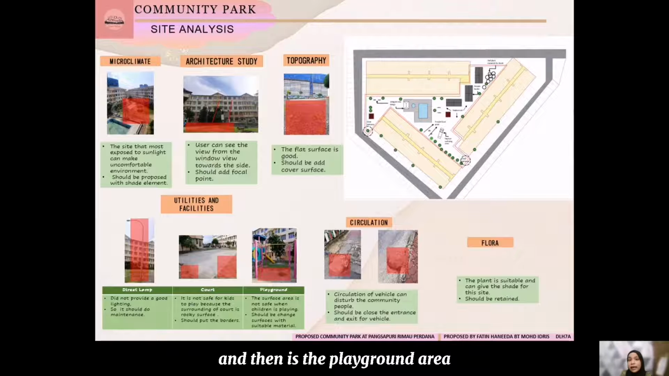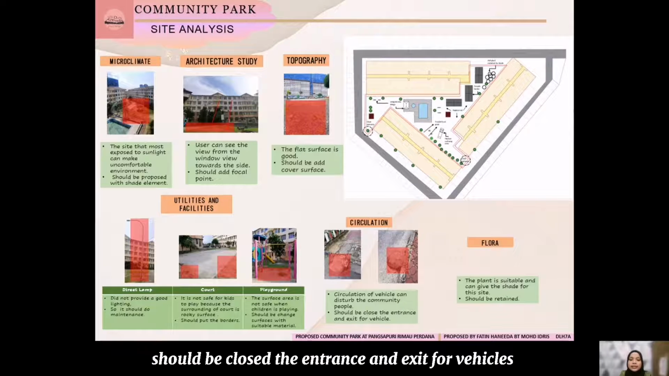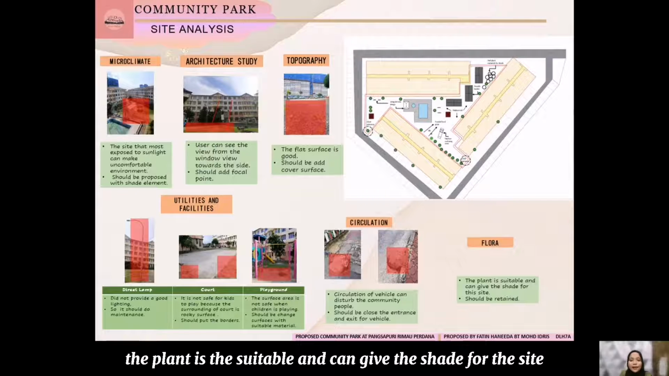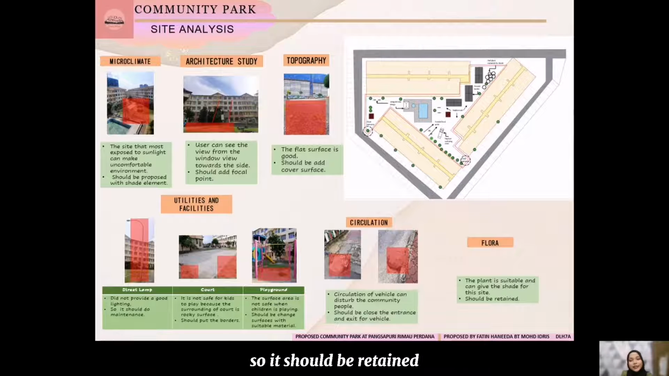And then the playground area. The surface area is not safe when children are playing, so the surface should be changed with suitable materials. Okay, the circulation of vehicles can disturb the community people. The entrance and exit for vehicles should be closed. So for flora, the plants are suitable and can give shape to the site. So it should be retained.